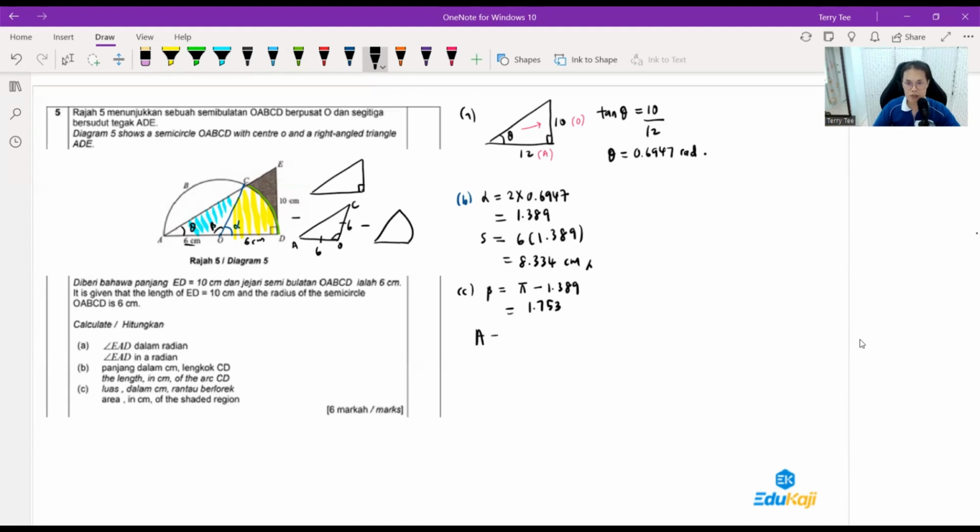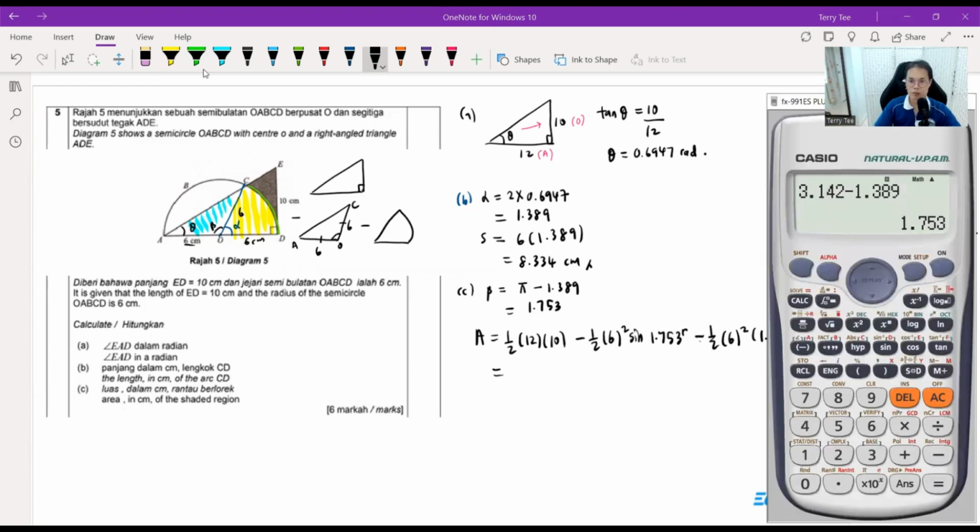Okay, my area shaded region, let me use half times base times height. My base is 12. My height is 10 minus half AB sine C. Since your AB are the same, they're both 6, right? This is 6, this is also 6. So I just take 6 square sine 1.753 radian. Then I minus half R square theta. In this case, your alpha is 1.389.